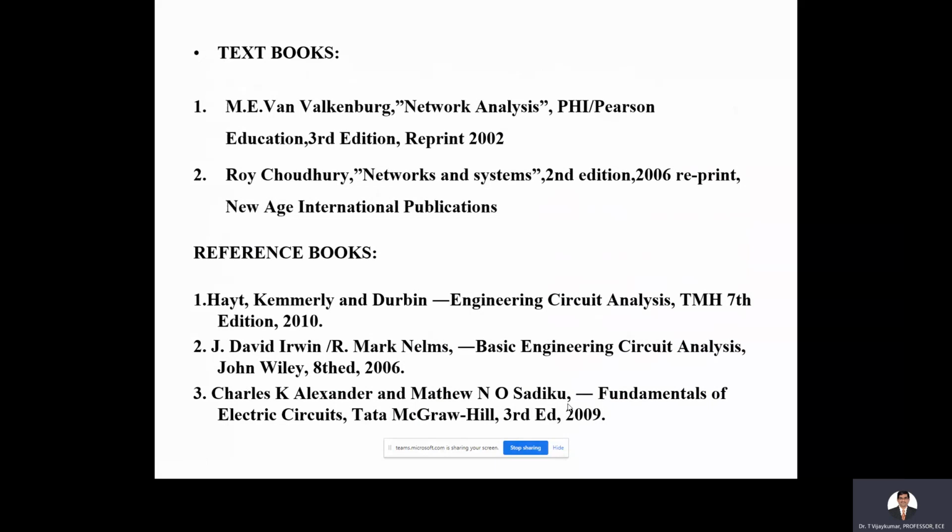Along with these, you can refer to local authors like Chandrasekhar and Ganesh Rao, Yoga Narasimhan. These are the textbooks; local books are available. These books also you can refer.